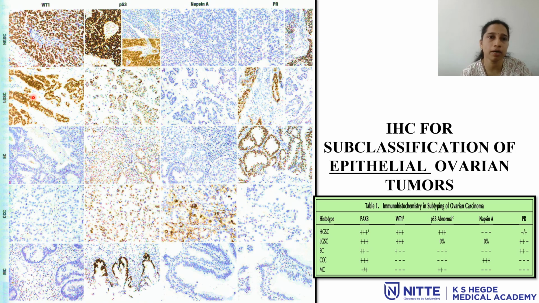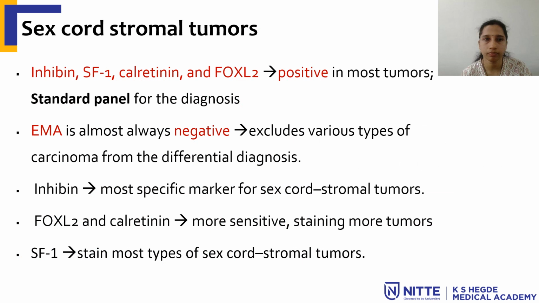Low grade serous carcinoma, WT1 will be positive, P53 there can be focal overexpression. Endometrioid carcinoma mainly shows PR expression. Clear cell carcinoma shows napsin A positivity. Mucinous carcinoma can show P53 overexpression, and all will be CK7 positive also.